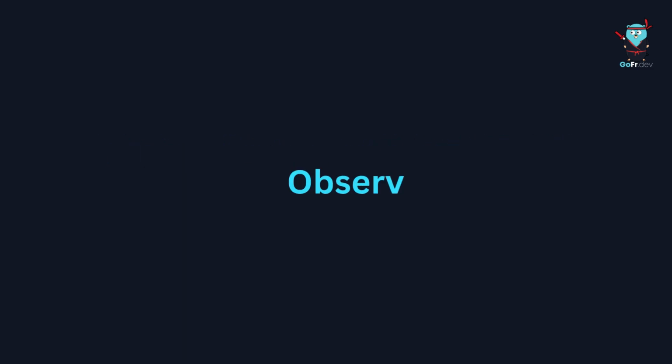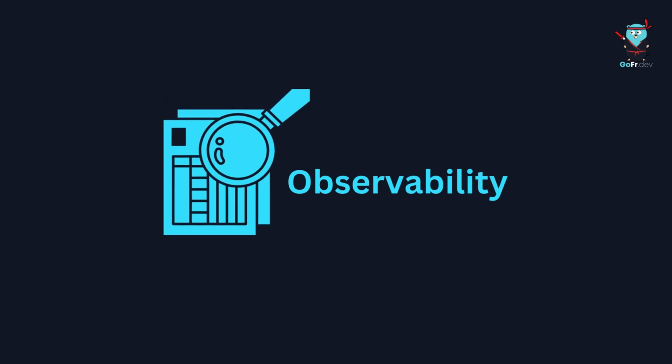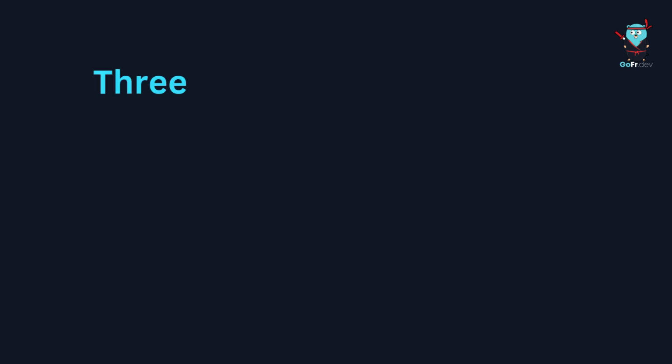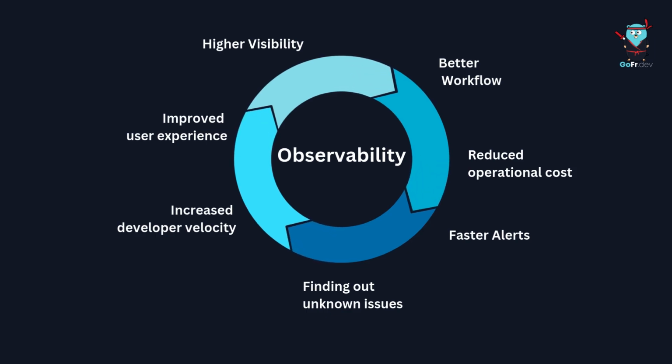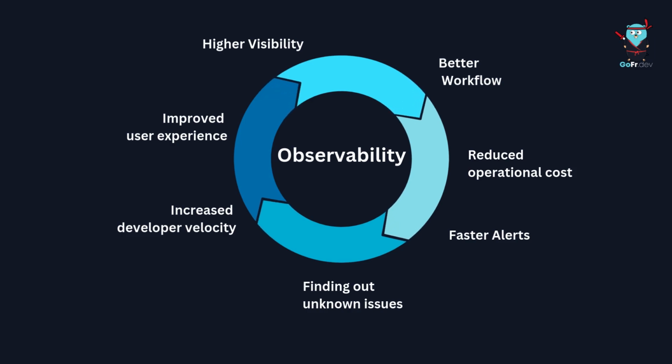Well, in the next video, we'll dive into the world of observability and help you find the answer to this very question. We'll explore the 3 pillars of observability, that is logs, traces, and metrics, and see how these pillars work together to provide a comprehensive view of your application's health, allowing you to proactively identify and resolve issues before they impact your users.